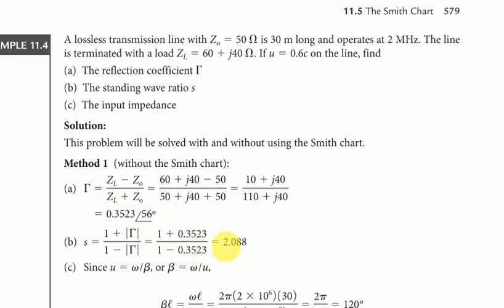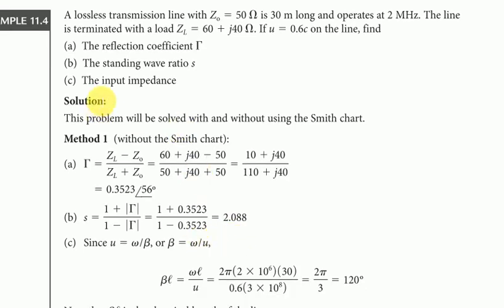Keep in mind standing wave ratio is always greater than 1. Unfortunately अगर आप सॉल्व करते हो और आपका standing wave ratio की वैल्यू less than 1 आती है, that means we have incorrectly solved the problem. Okay, so always keep in mind that mod value of gamma is always less than 1 and standing wave ratio is always greater than 1. You can quickly see mod gamma is less than 1, which is 0.3523, and standing wave ratio is greater than 1, which is 2.088.